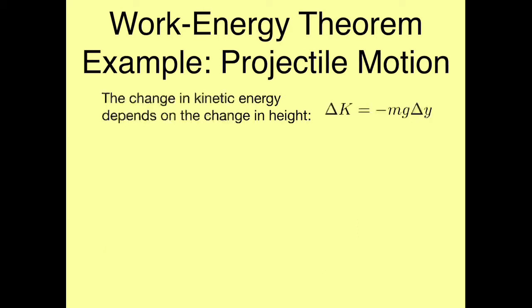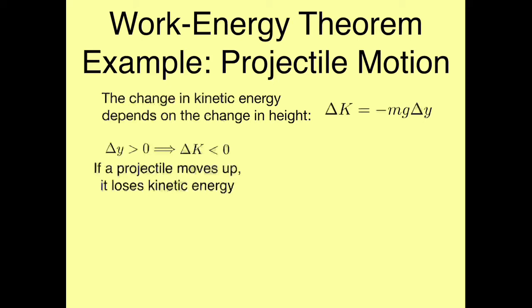Okay, so that's the result. The change in kinetic energy is only going to depend on the change in height. And let's look at a few cases. If delta y is positive, that means the projectile is moving upwards, so it's gained some height. And we know intuitively that if a projectile is on its way up, it's slowing down as it moves upwards. Well, that's exactly what this equation tells us, because if delta y is positive, we have a negative sign here, so delta K will end up being negative. This says as a projectile moves up, it's losing kinetic energy.